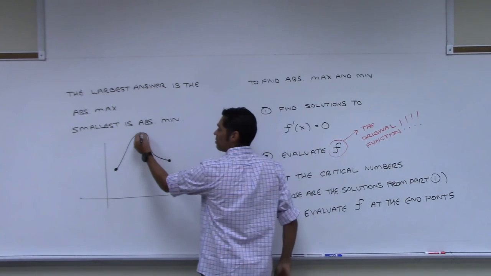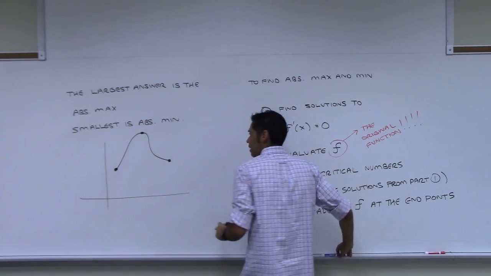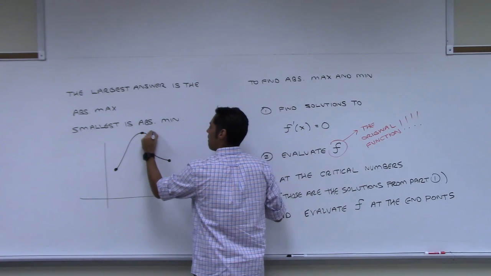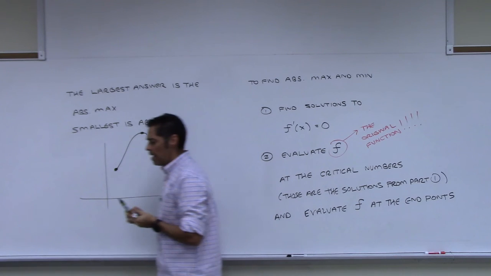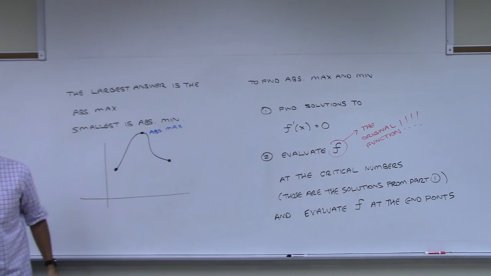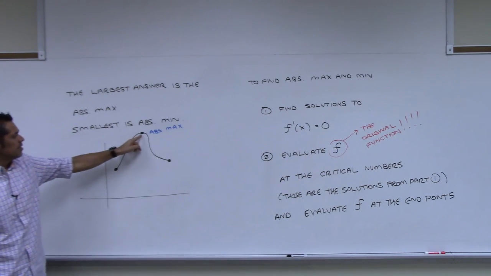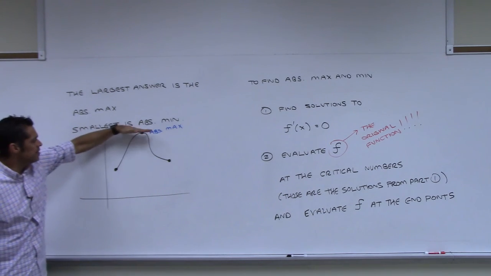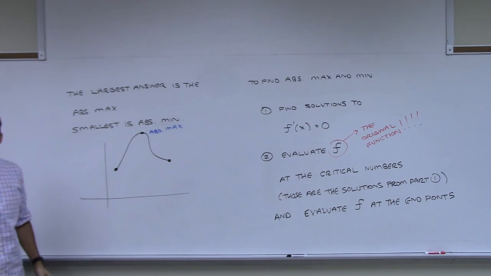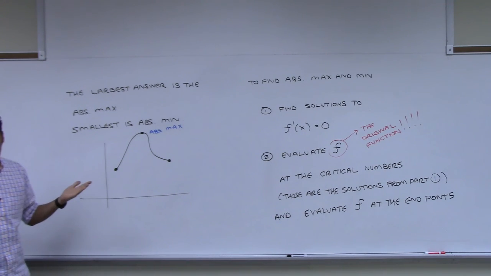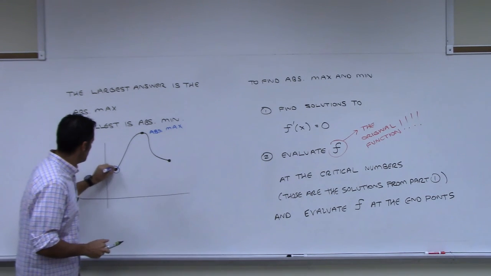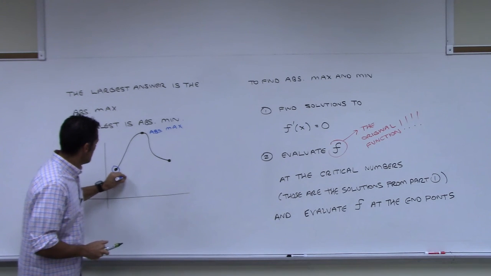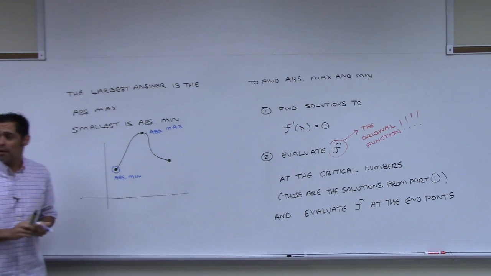Y'all see the absolute max, right? Right here? That's your absolute max right here. Where did it take place? Was that at a critical number or was that at an endpoint? Is this happening at a critical number where the derivative is 0, or is it happening at one of the endpoints? At a critical number, right? Now, where's the absolute minimum? The left endpoint, right? This is your absolute minimum. So that took place at an endpoint, right?